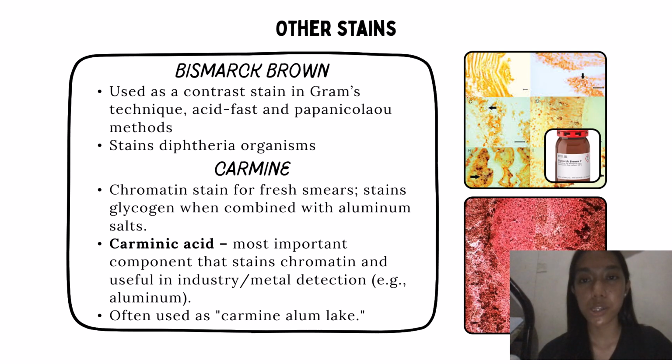We also have Bismarck brown. Bismarck brown serves as a contrast stain in techniques such as Gram staining, acid-fast staining, and Papanicolaou methods. It is also used for staining diphtheria organisms.